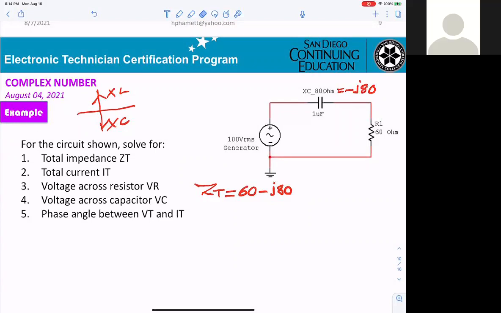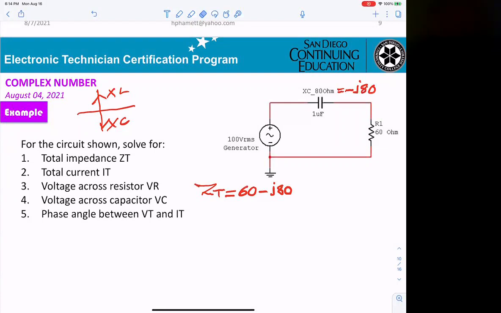So this total impedance is in rectangular form, am I right? You want to use complex numbers. If you want to calculate the total impedance using complex numbers, just add them up. However, XC must be changed to minus j80. That's just a formula. Then you can add them up: 60, that's the real part, minus j80.